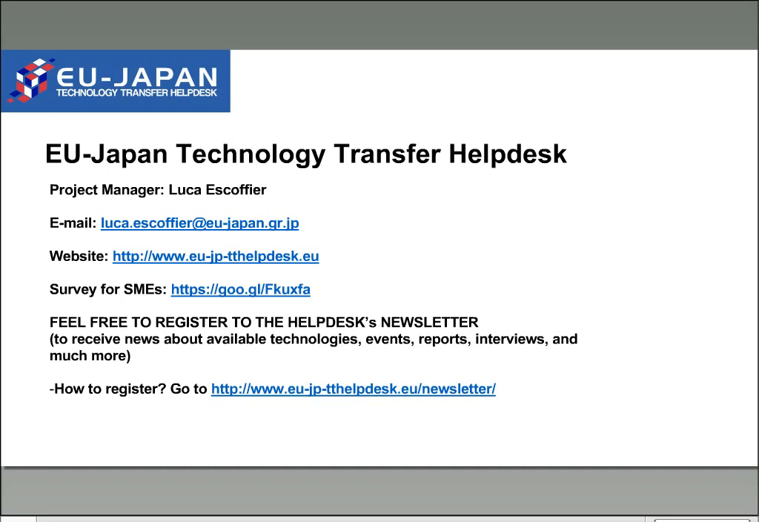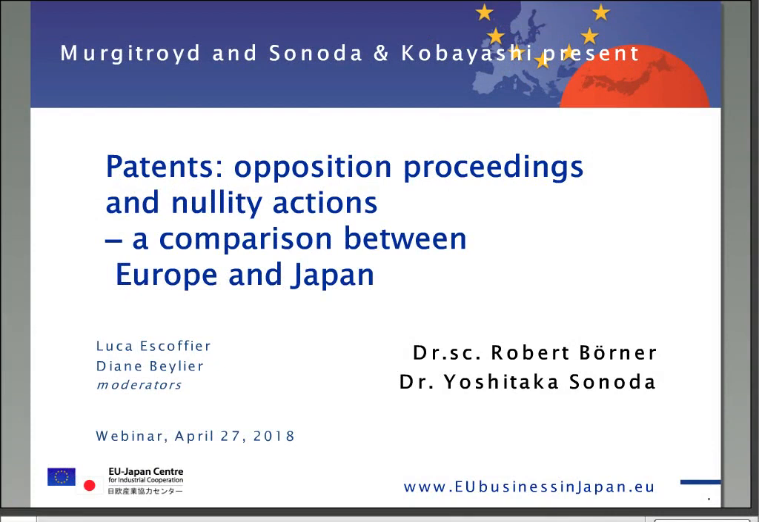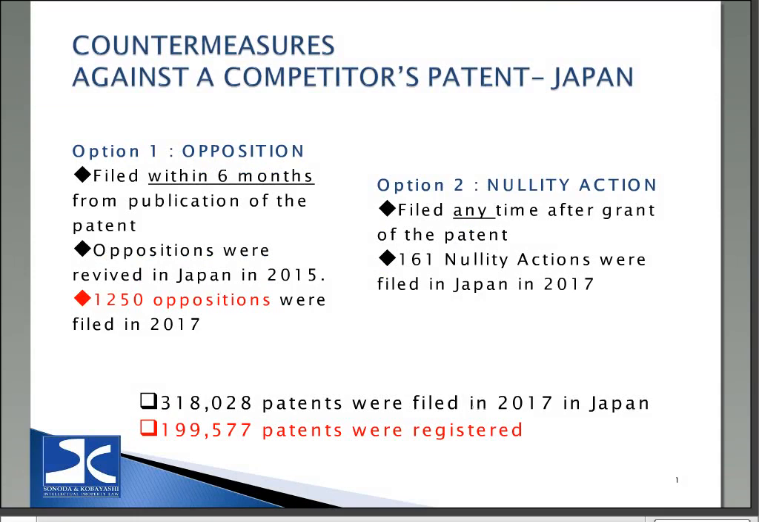Thank you for joining this webinar today. We're going to discuss the countermeasures somebody can take against a competitor's patent. As you may know, in Japan as well as in Europe, there are two possible systems. One is the opposition and one is the invalidation. So let's discuss these two systems and the differences between the two jurisdictions. We're going to start with Sonoda-san. Dr. Sonoda, could you please give us some basic facts about these two options in Japan?